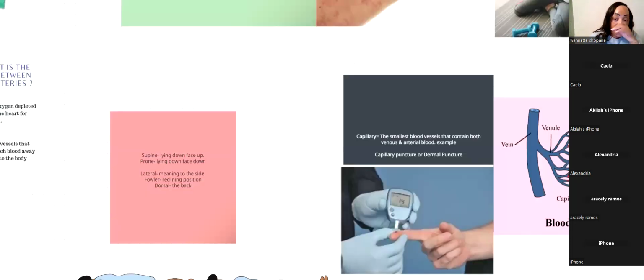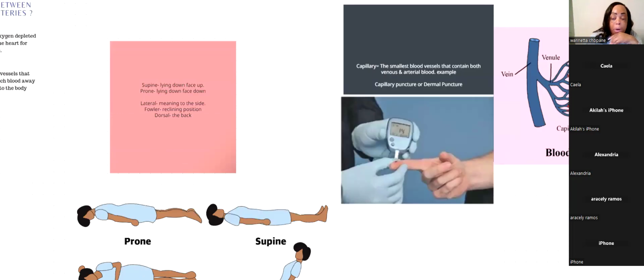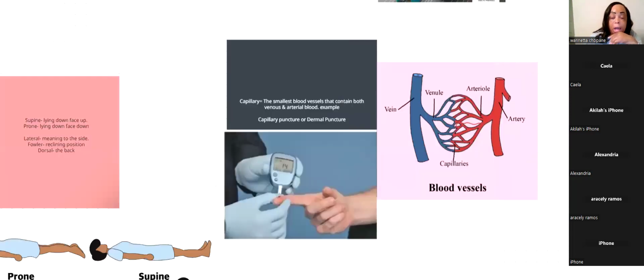Capillary puncture, we already really went over that on Sunday for the most part. I know Ms. Araceli, we still have our meet, but we'll go over that. But capillary, as I've already explained to you all, is the smallest blood vessels that contain both venous blood and arterial blood. An example is what we did with our finger sticks. And this is an image of the blood vessels, and you see the artery and the vein. And then in the middle, those are the little bitty capillaries that are in our body.